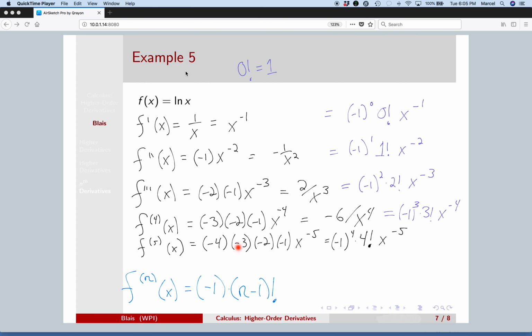How many copies of negative 1 did we have? Well, again, n was 5. We had 4 copies of minus 1. So we get minus 1 to the n minus 1. And then x here to the minus 5, which was n. We have x to the minus n. So we could write this as minus 1 to the n minus 1 times n minus 1 factorial. Bringing the x to the minus n down bottom, we get x to the n.